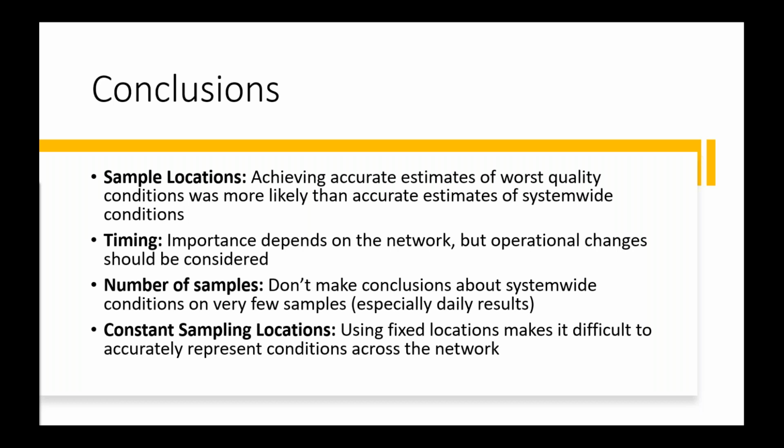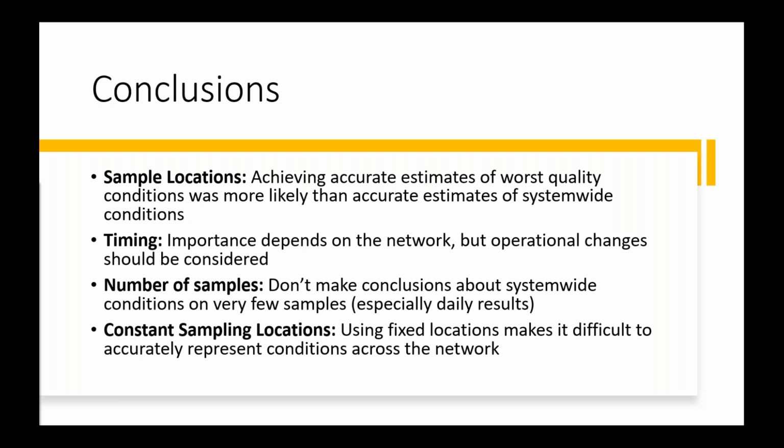So, our overall conclusions from this. On sampling locations, we can conclude that achieving accurate estimates of worst quality conditions was more likely than accurate estimates of system-wide conditions. For timing, the importance depends on the network, but it's really important to consider operational changes that are happening in your system.